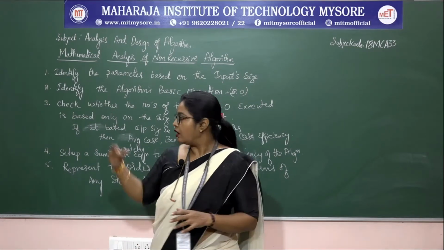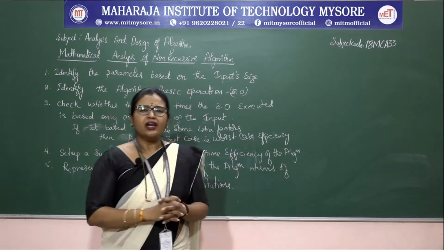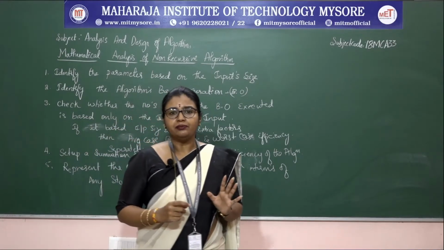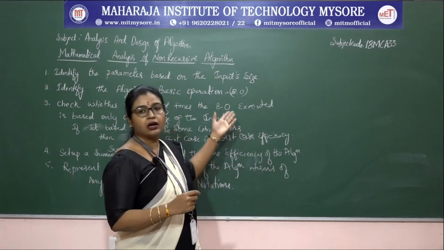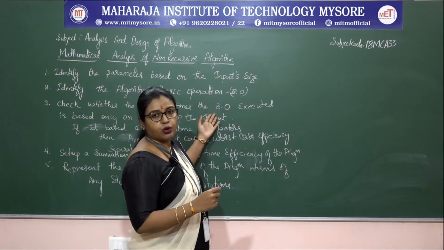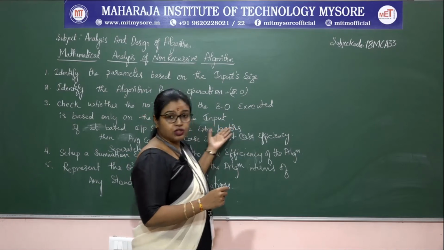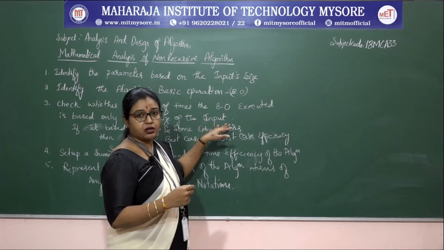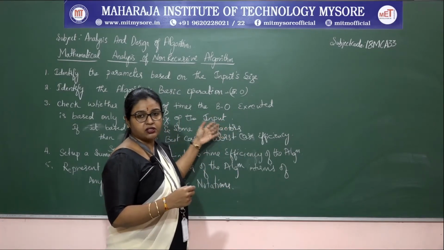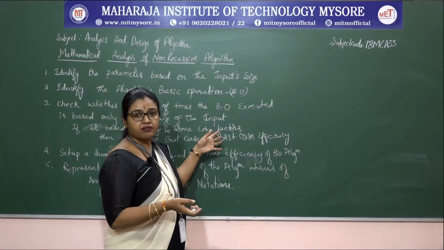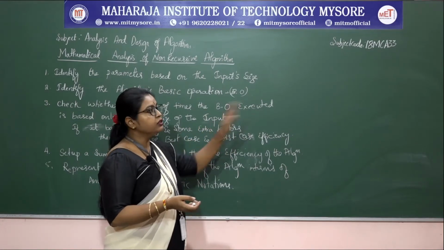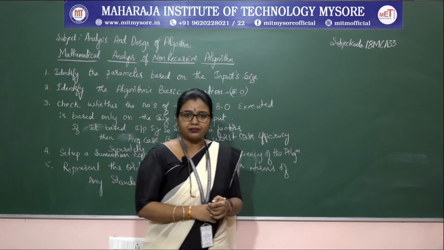So in order to understand these steps, let me take a simple example. How to identify the inputs, how to identify the basic operations, and then how to check whether the number of times the basic operation is executed depends on the input or on any other extra factor. For all these things, it is better to go with a simple example.